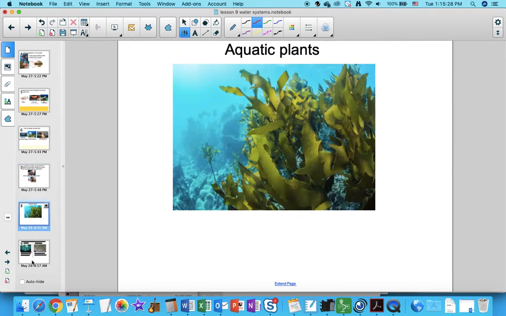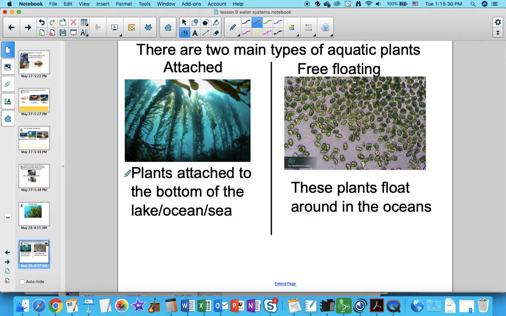Aquatic plants. Well, there are two main types of aquatic plants. There are attached plants, plants that basically anchor to the bottom. They sit at the bottom and they grow up. Or free-floating plants. These are plants that just don't have any root system or any attachment. They just float around in the water and do what they do best. So there's attached plants and free-floating plants.